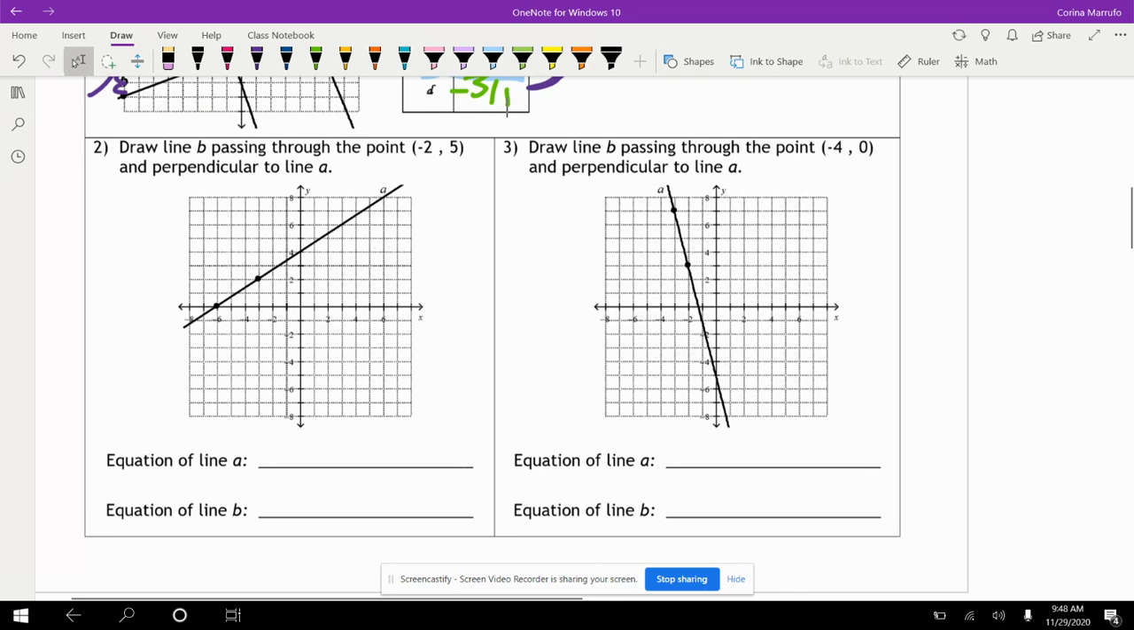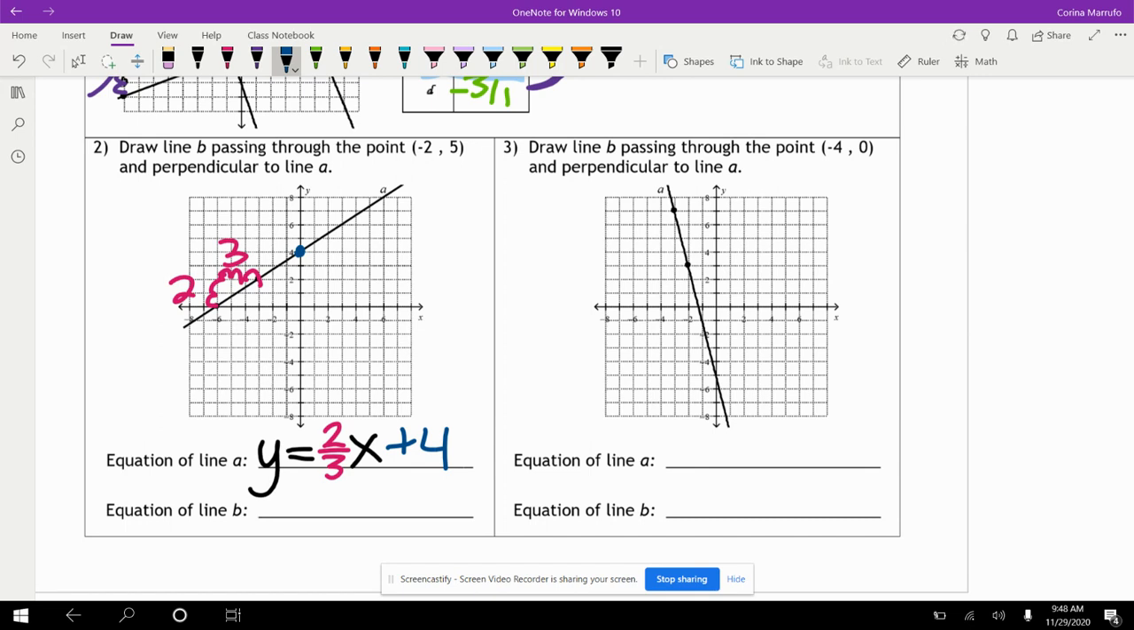Okay, so example number 2, it says draw line B passing through the point -2, 5 and perpendicular to line A. So if we look at line A, our slope here, the rise is 1, 2, and then our run is 1, 2, and 3. Okay, and it's positive. So I'm going to go ahead and write my equation out. Y equals, my slope here is 2/3 x, and then our y-intercept here is 4, so it'll be +4.